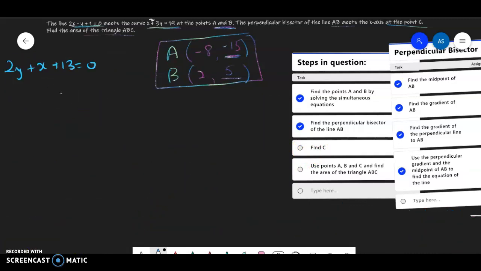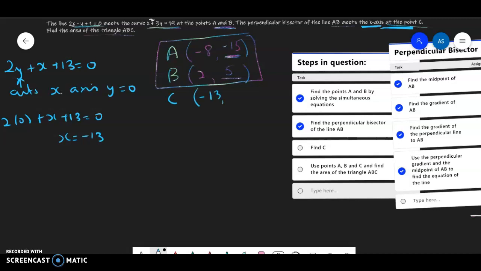What they said in the question is that at the point C, it cuts the x-axis. So if it cuts the x-axis, then y is 0. So then I'll just simply put a 0 here. So therefore, solving this will give me x is minus 13. So the point C will have an x value of minus 13 and a y value of 0. So now I have my 3 points, A, B, and C. So now I could simply find the area of the triangle A, B, and C.